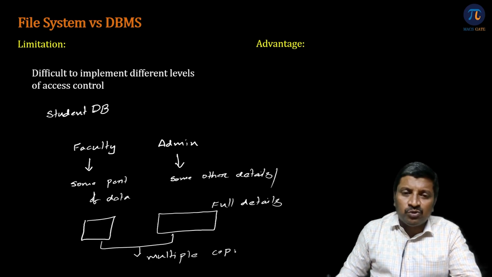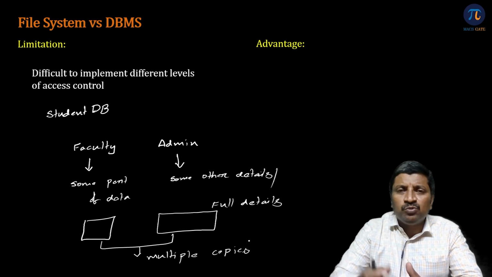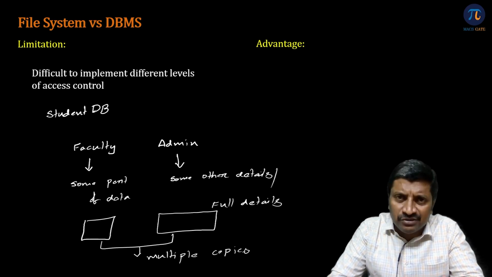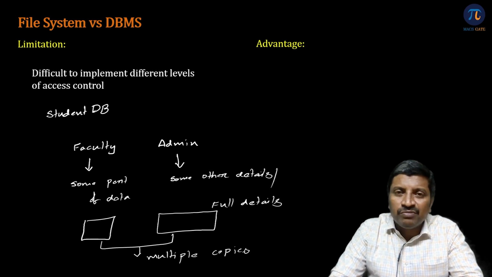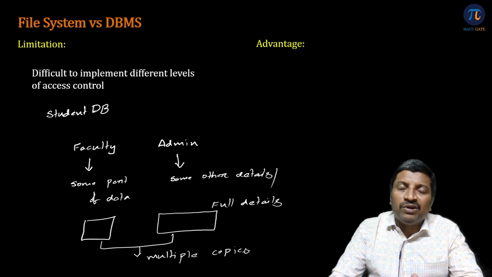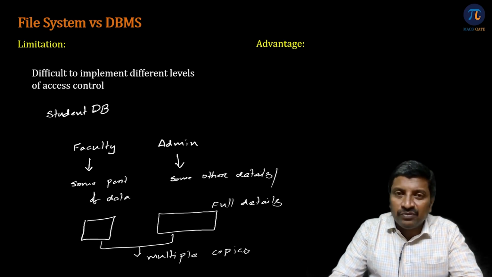If I have only two types of users, it may be feasible to maintain two copies of data. Suppose I have 10 different types of users. Then can we maintain 10 copies? It is a wastage of storage. And for every user, we need to decide what parts of data they need to access. Like that, we need to separate the data physically. In real time, it may not be feasible.